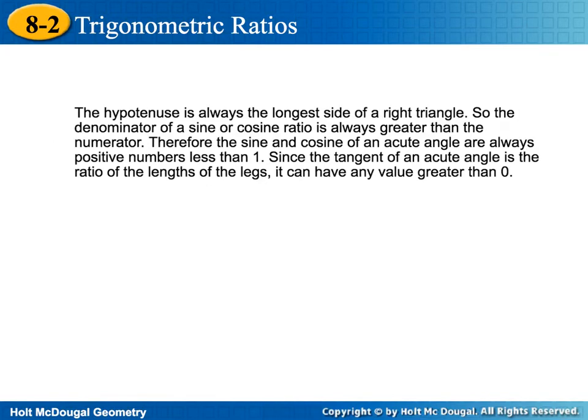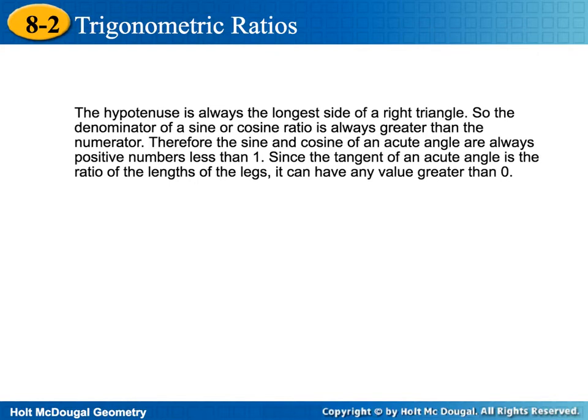All right, the hypotenuse is always the longest side of a right triangle. We know this because it's always the C and it's always opposite the 90 degrees. So the denominator of a sine or cosine ratio is always greater than the numerator. Therefore, the sine and cosine of an acute angle are always positive numbers less than 1. Since the tangent of an acute angle is the ratio of the lengths of the legs, it can have any value greater than 0. This is just kind of a side comment.